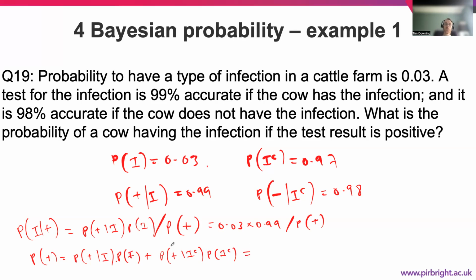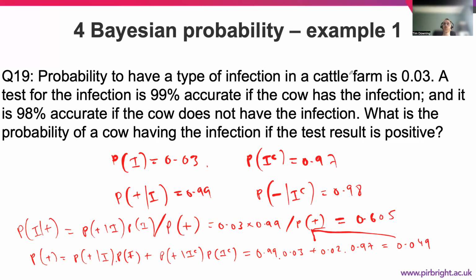So we work this out. That's 0.99 by 0.03 plus 0.02 by 0.97. If we work this out, then this is about 0.049, which we can then put up to replace this value here. And therefore we can get an outcome. This works out at about 0.605 altogether.